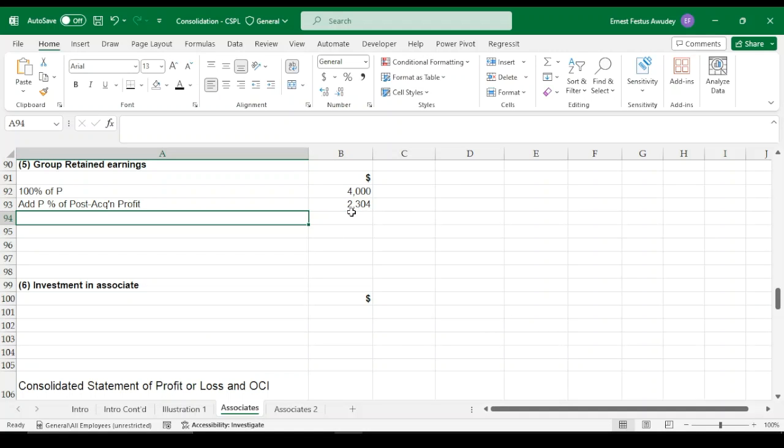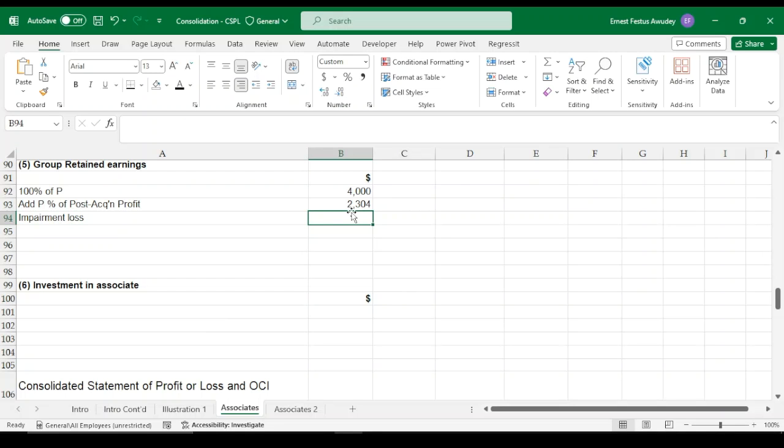Then what we have here is that we are going to adjust for the impairment loss. As I said, this is the proportionate share of our impairment. I've explained that within my previous video, so you can go and check that out, why we are treating the impairment loss right here. So we have impairment loss of 10, so I'll have my negative 10 there.